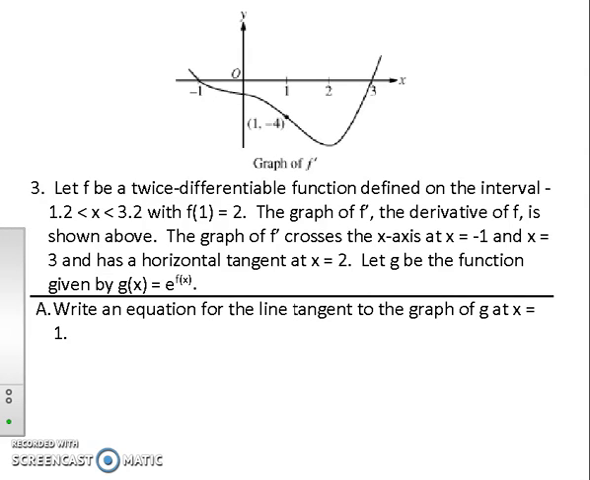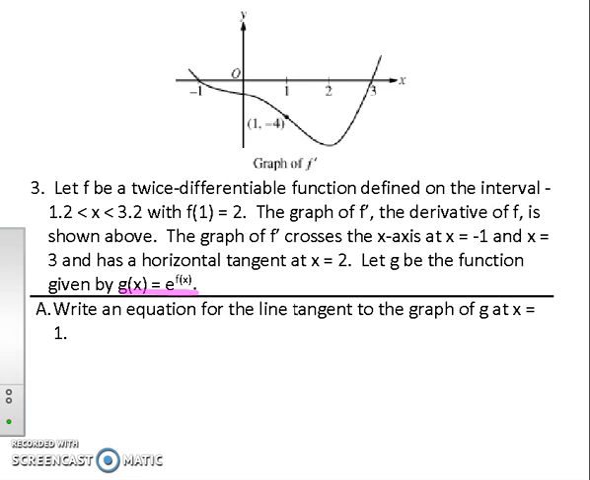All right, so this is problem number 3 from FRQ Friday number 8 in AB Calc. And again, not going to read through the problem. We're just going to jump into part A. Part A wants us to come up with an equation for the line tangent to the graph of g at x equals 1. What we know about g is that g is equal to e to the f of x.